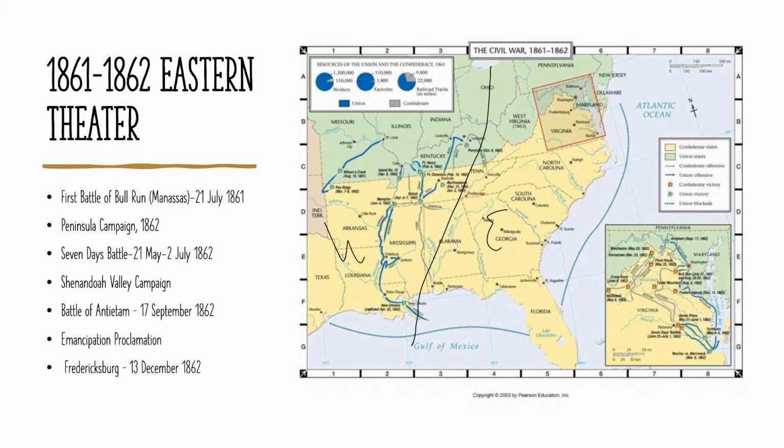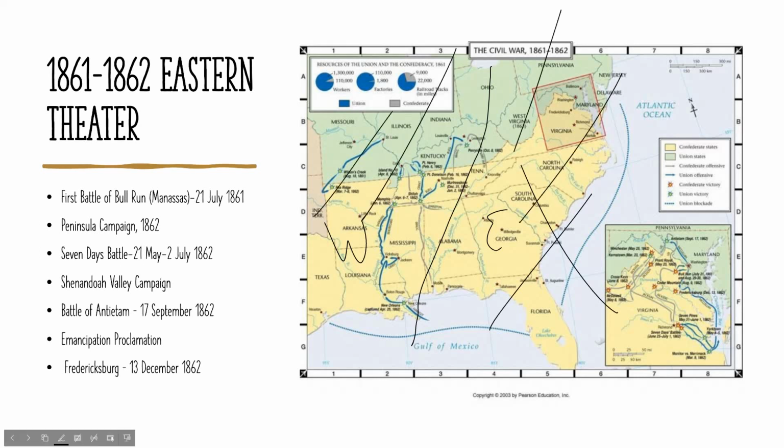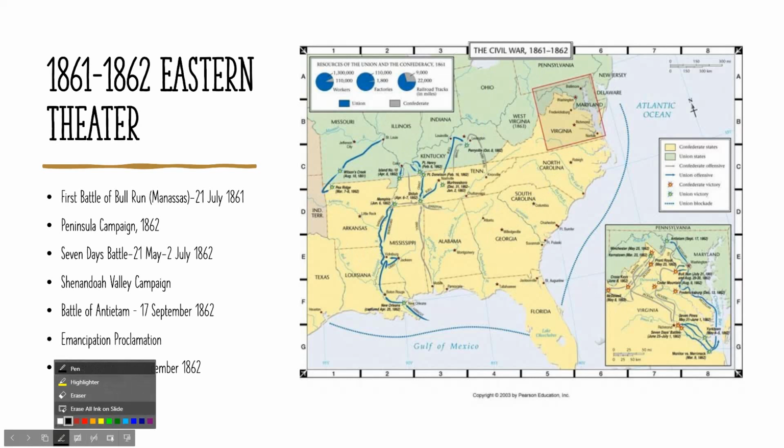Eastern Theater, Western Theater. So the very first battle is going to happen over here. And that's how we're going to try to look at all these battles. Start here, go here. Start here, go there. So the very first one was at the Battle of Manassas, also known as the Battle of Bull Run, depending on which side you are on. Bull Run.